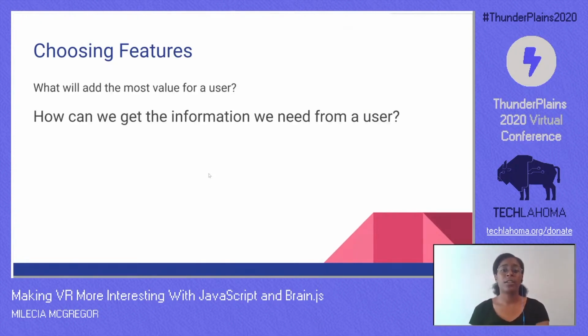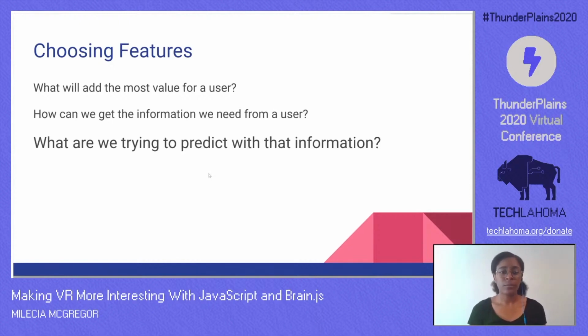And then how are you going to get the information you need to train that model? So are you going to go buy data? Are you going to collect data from users somehow? Are you going to start with just some dummy data from a lab? You need to know where you're getting this information from. And again, what are you trying to predict with all of this data and information you have?